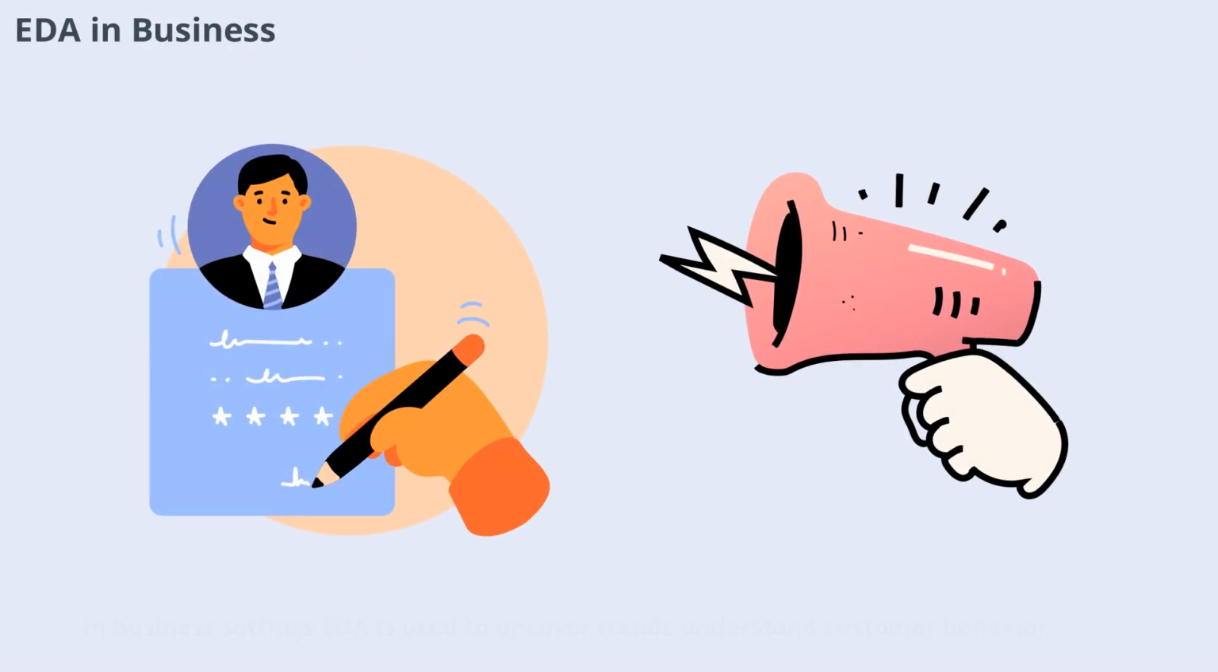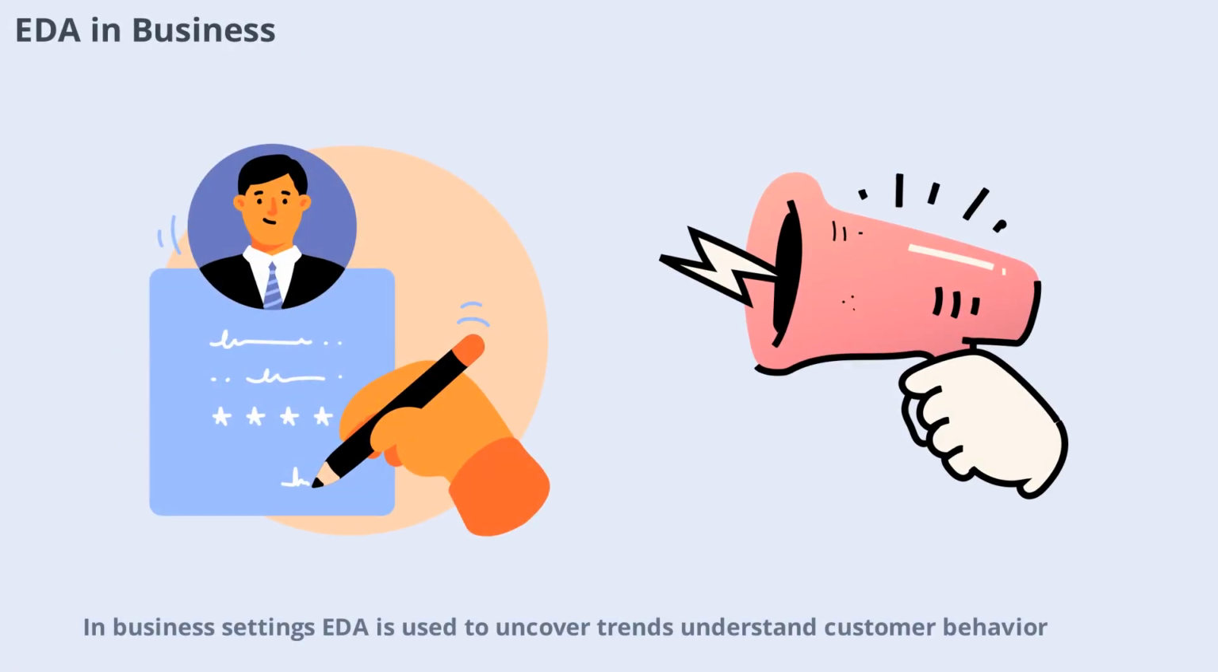In business settings, EDA is used to uncover trends, understand customer behavior, and make data-driven decisions. By exploring data thoroughly, companies can identify opportunities, reduce risks, and improve performance. EDA is a valuable skill for anyone working with business data.